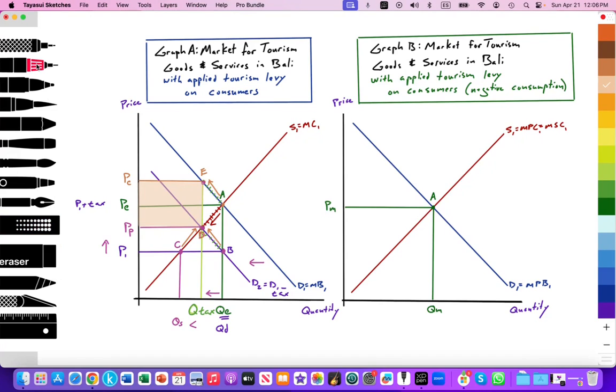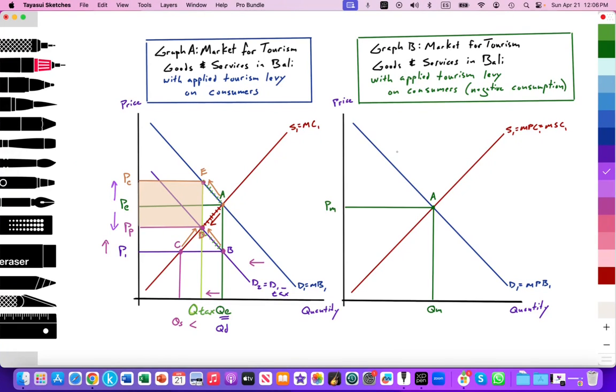Okay, and we see that similar to a tax on the producer, it has the effect of increasing the price paid by the consumer from PE to PC, and then it also reduces the price received by the producer from PE to P and P. Okay, let's use graph B.